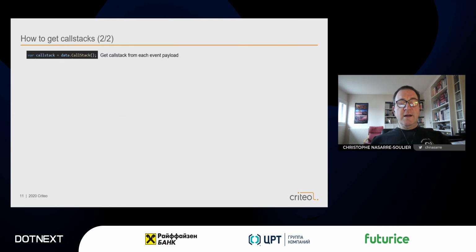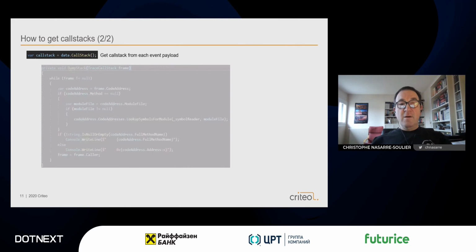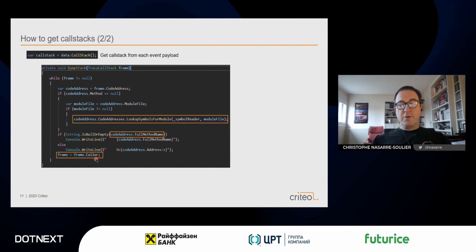Okay, so how do you get the call stack? Well, it's really simple. You just have to call stack from the payload of each event, and that's it. With that call stack, you get a trace call structure. That data structure is a linked list of all the frames. And the frame 0 is the last frame on the stack. It is the top of the stack. So you enumerate all the frames, and you chain frame by just getting the caller property.